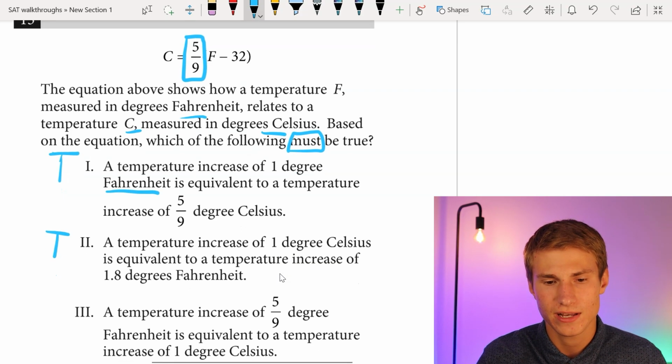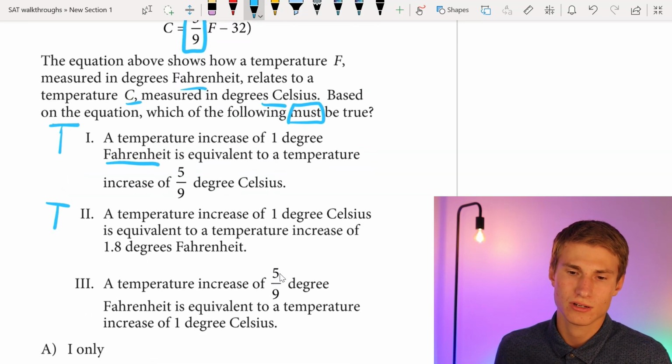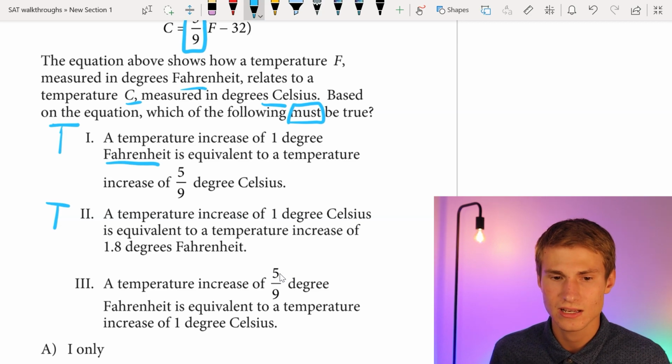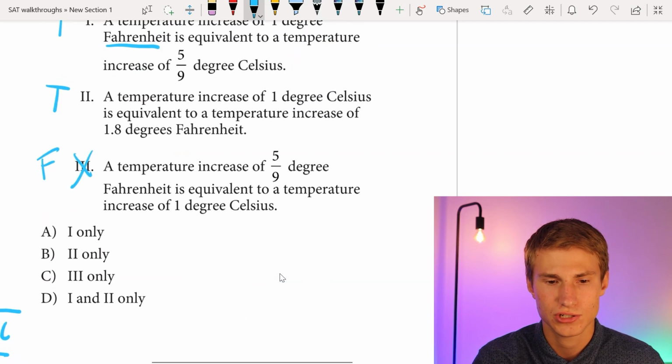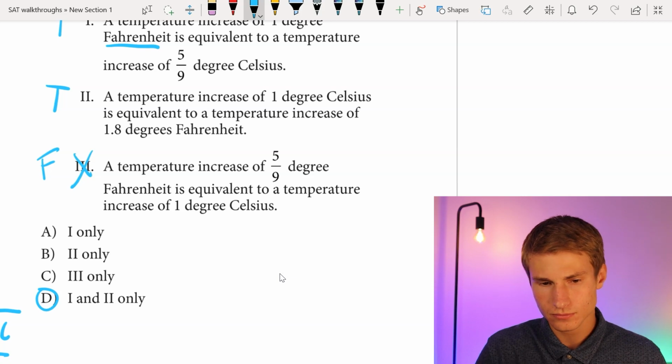Now if we take a look at number 3, we have a temperature increase of 5/9 degrees Fahrenheit is equivalent to a temperature increase of 1 degree Celsius. That's contradicting what we found in 1 and 2, which we know are both true. Therefore, 3 is false, and our answer here has got to be 1 and 2, which is answer choice D.